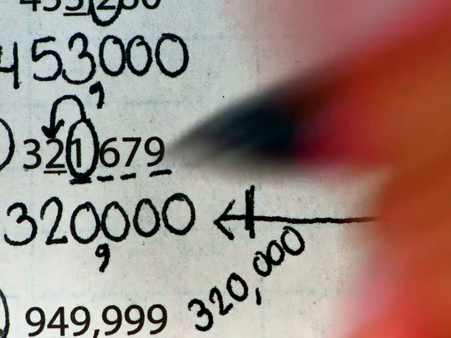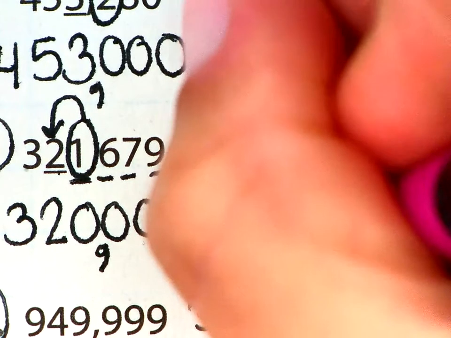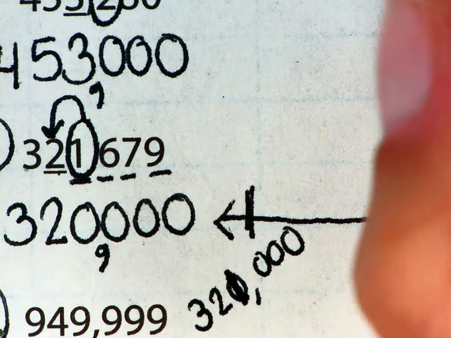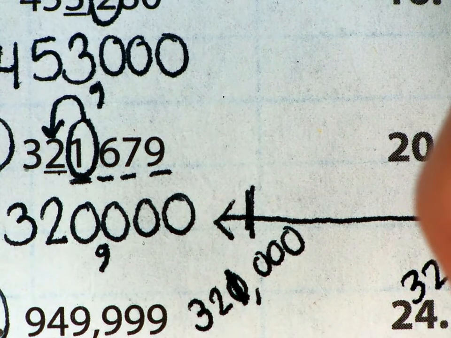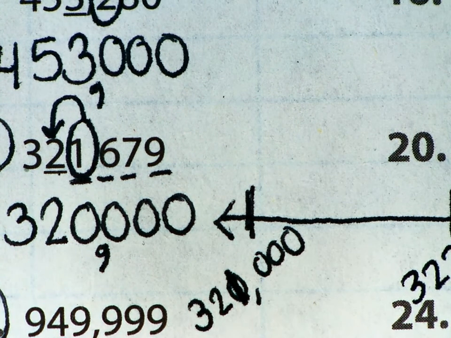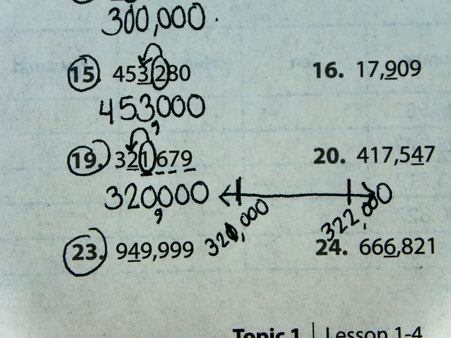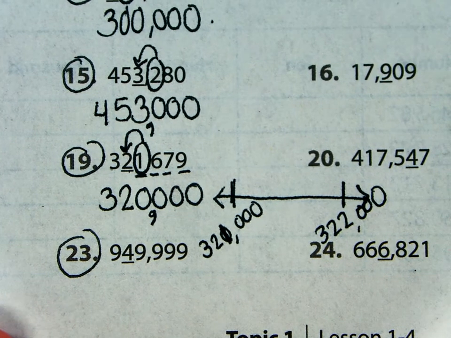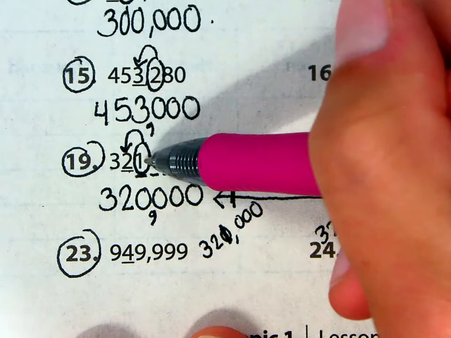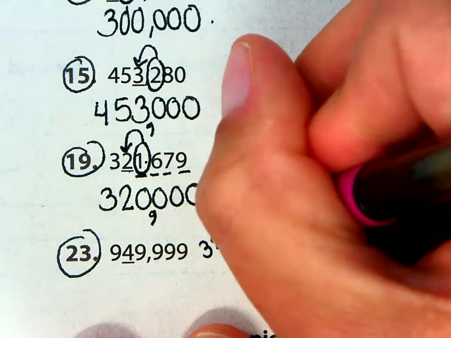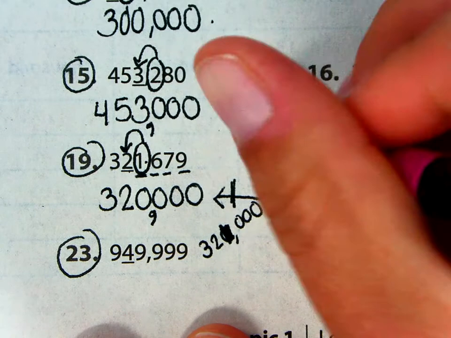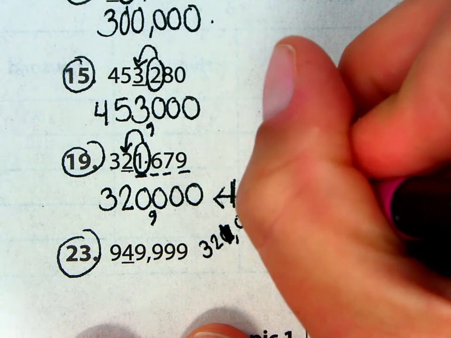Sorry, 321,000 or 322,000. It'd probably help if you could see what I was doing. So if we're going to plot this 321,679, that's much closer to 321,000.